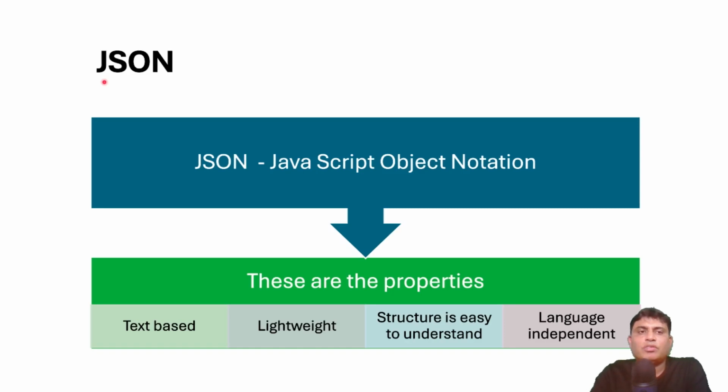Now let's understand what is JSON. The full form of JSON is JavaScript Object Notation. When we create a JSON file, the extension will be .json. These are the properties of JSON.